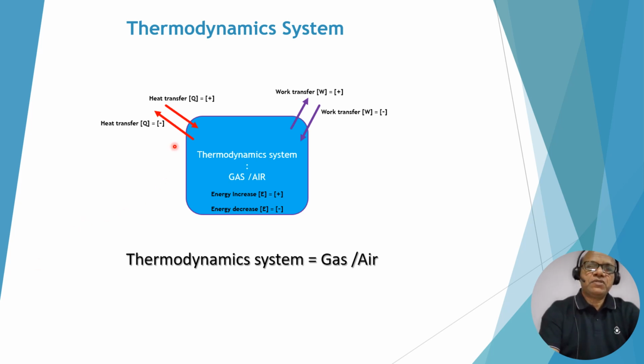There is a sign convention for the first law of thermodynamics. If heat is added to the system, meaning heat is added to the gas, it is considered positive, and when heat is taken from the gas, it is considered negative. Similarly, when work is done by the gas or by the system, it is positive, and when work is done on the system, it is negative. When the energy level of the thermodynamic system increases, it is considered positive, and when it decreases, it is considered negative. This is the sign convention.